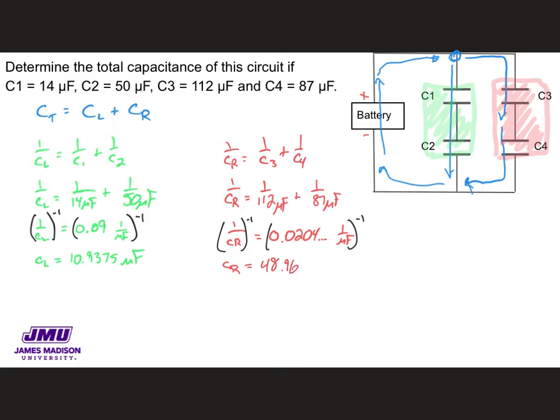48.96 microfarads. Which means I can now add the left and the right values, just adding them together because they're two parallel branches, gives me that this entire circuit has a total capacitance of 59.9 microfarads.